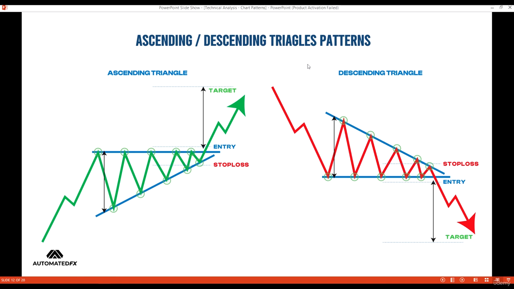While in the descending triangle, the opposite happens. The market comes down, hits here, comes down, hits here, comes down, hits here. Little by little, the sellers tend to gain more and more strength, and then finally it breaks down to the downside, and the sellers continue rallying to the downside. So this is how the ascending and descending triangles tend to play out in the market.